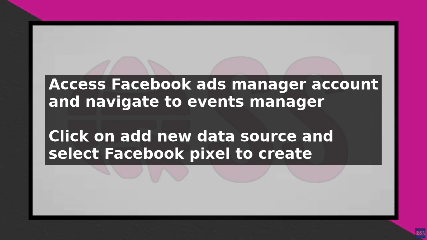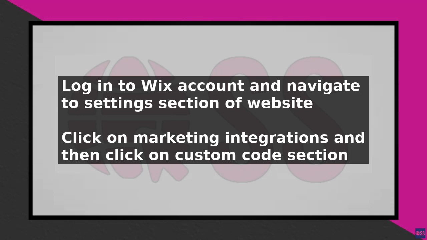Then click on Continue. Next, you will be provided with a pixel code that needs to be installed on your Wix website. To do this, log into your Wix account and navigate to the Settings section of your website. Click on Marketing Integrations and then click on Custom Code. Click on Add Custom Code and select New Code. Then paste the pixel code provided by Facebook into the box.